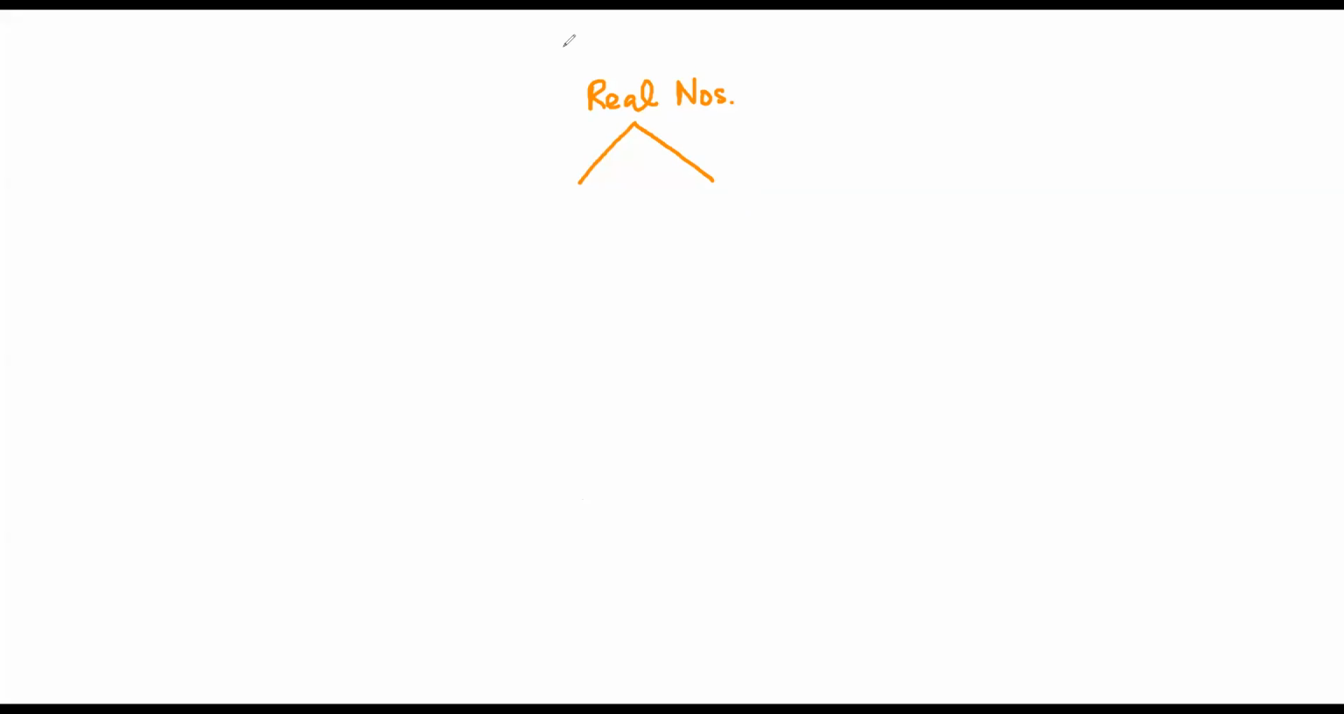Negative numbers. Okay. These numbers, the real numbers, are divided into two types. One, rational numbers. And second, the irrational numbers. The rational numbers and the irrational numbers. First, I would like to talk about the irrational numbers, and then we'll go back to the rational numbers.